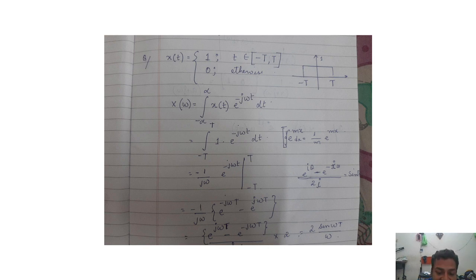Exactly. You just see the sign change. You see minus 1 by j omega, then what you have is e to the power of minus j omega t minus e to the power of j omega t. Now there is a sign change, that's why I am writing e to the power of j omega t minus e to the power of minus j omega t divided by j omega. So the sign is getting minus minus, it's becoming plus. Yes, understood. That's the reason the sign changes, from minus to plus. Okay, it's clear?